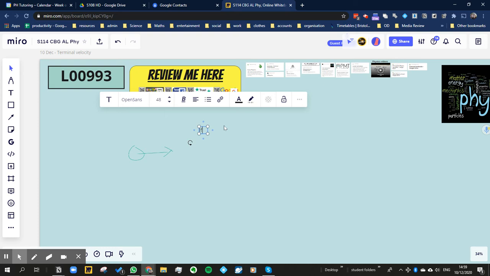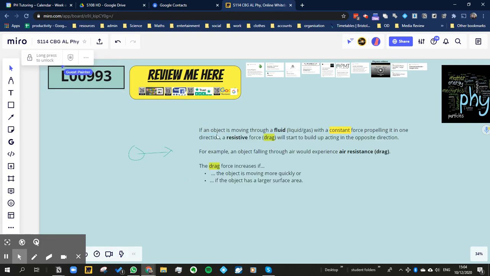So if an object is moving through a fluid, a fluid is anything that can flow, not just a liquid. It can be a gas too, because gases also flow. If it moves through anything that is a fluid, and there's a constant force propelling it in one direction.